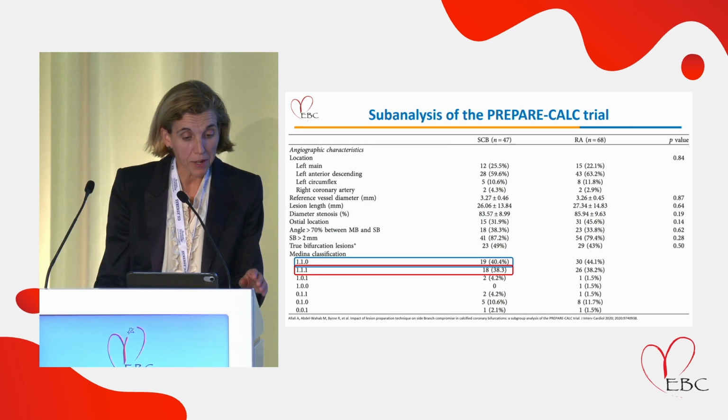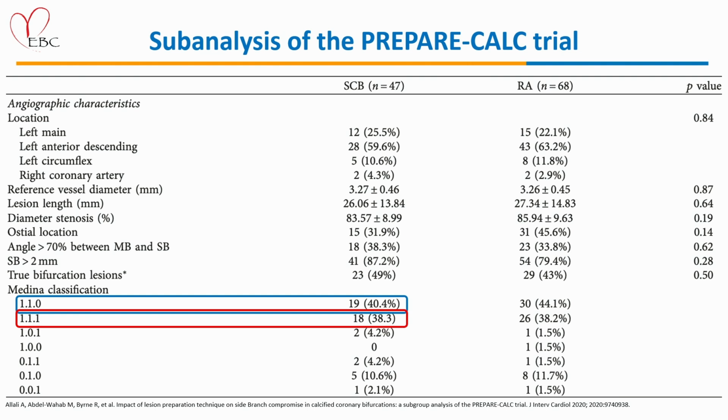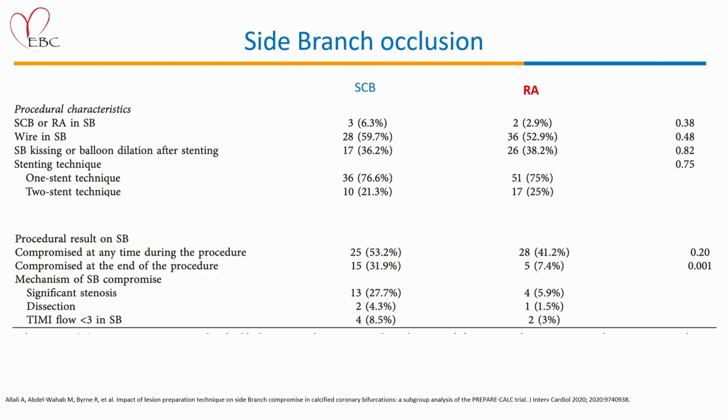The bifurcations were 1,1,0, more or less half of the population, and 1,1,1, also maybe half of the population. So we're affecting the side branch half and half. And the side branch was not treated by scoring balloon or rotablation in only 3% of the cases. So mainly they treat the main branch by plaque modification.